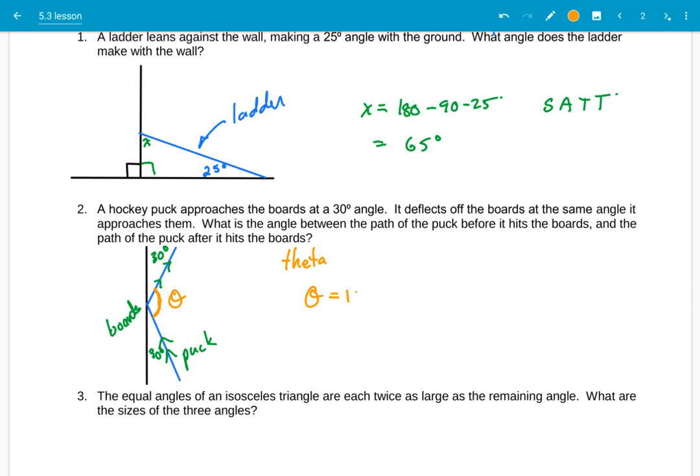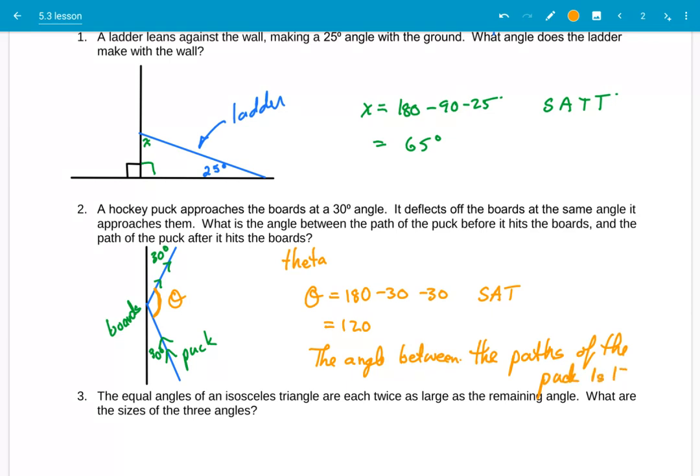Theta is 180 minus the 30 minus the 30, which is 120. Why can I do that? What's the authority for this? Well, it is supplementary angle theorem. The angle between the paths of the puck is 120 degrees. I didn't write a concluding statement on the one before, so I'm going to go back and do that now.